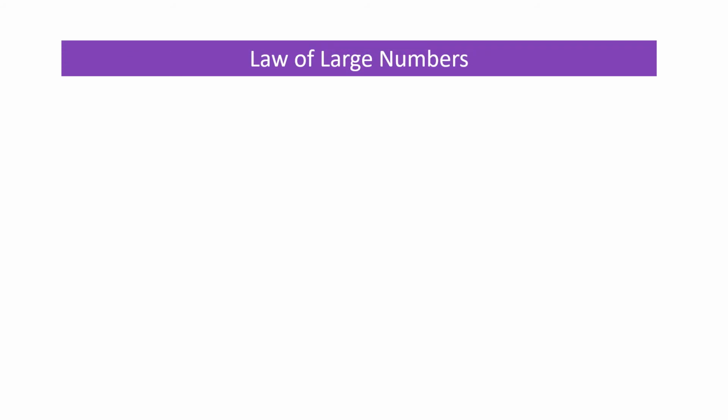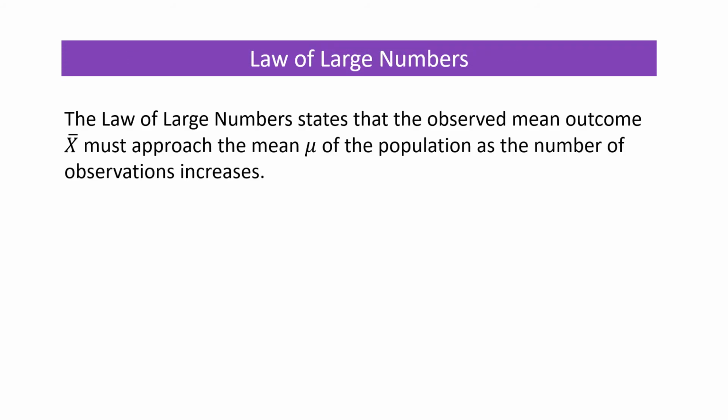We also have a law of large numbers. The law of large numbers states that the observed mean outcome for x bar, that is mean of x bar. See, remember in our example we got mean of x bar to be 129. That approaches the mean mu, that approaches that 130.2. 129 approaches 130.2 if the number of observation increases. So instead of 10 observations, 10 times we repeated the process instead of 10 times.